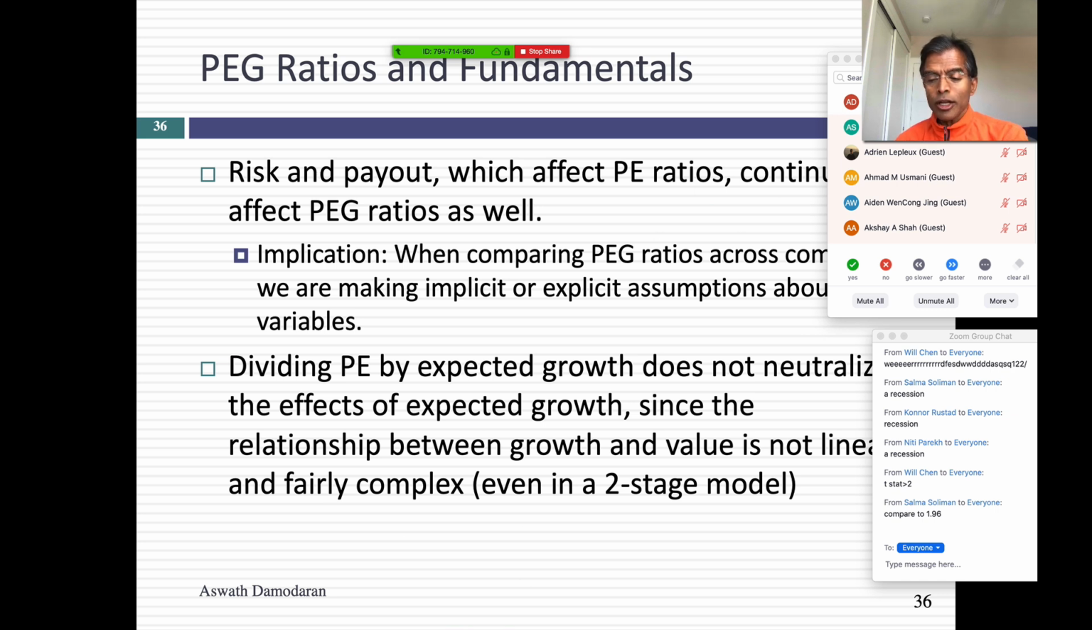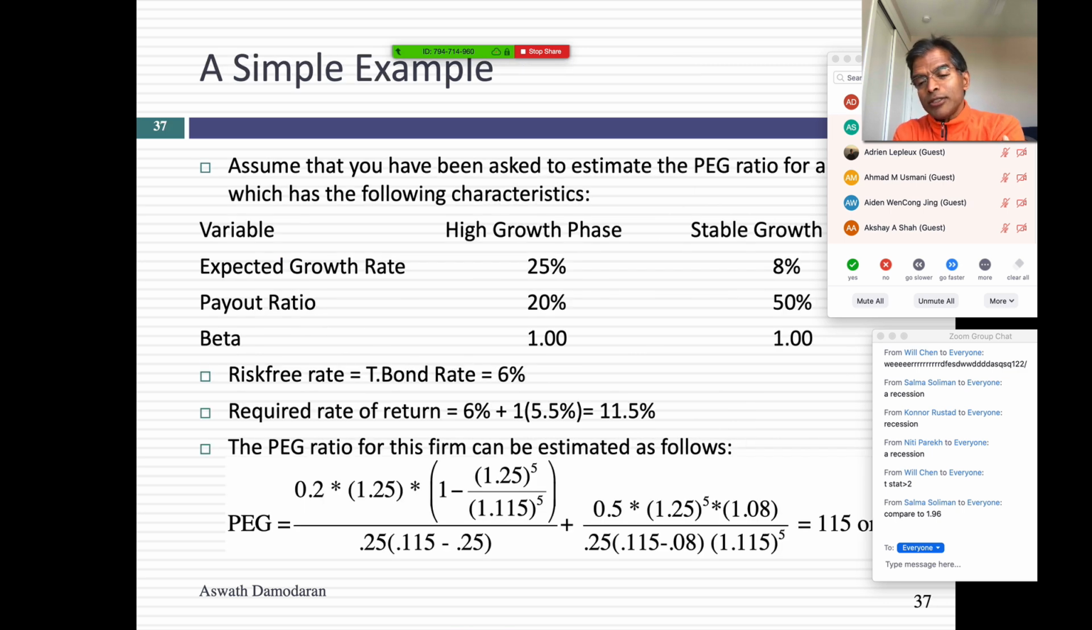Now, talking in abstractions doesn't help. So what I did was I went back to that very simple company that I used earlier for the PE ratio. Remember, 25% growth for the next 5 years, 8% thereafter. Payout ratio of 20% for the next 5 years, 50% thereafter. I plugged the numbers into the PEG ratio equation and I came up with a PEG ratio of 1.15 for this company. Again, you might say, well, what does that tell me? If this company were priced fairly, given its intrinsic value, its PEG ratio would be 1.15.